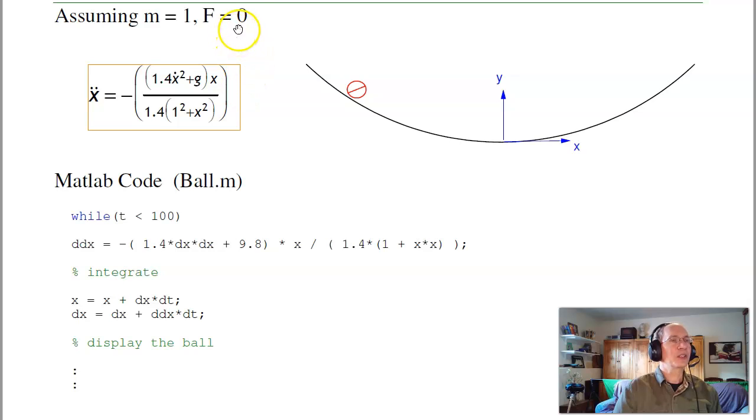If I assume the force is 0 and the ball is just rolling freely, I just get the acceleration is 1.4 x dot squared g times x over 1.4 1 plus x squared. Nice nonlinear system. With that, I can now simulate it. What I would do to simulate it is, if I know x and x dot, I can calculate the acceleration. Integrate velocity, get position. Integrate the acceleration and get velocity. Time goes forward by dt. And I can just sit there and iterate, calculate where the ball is at any given instant.